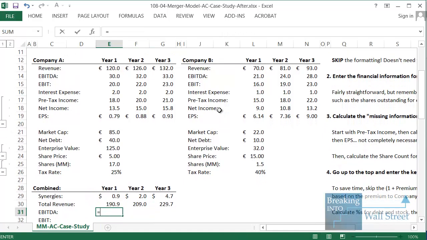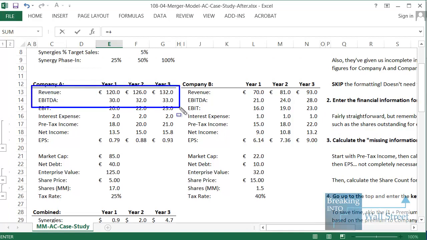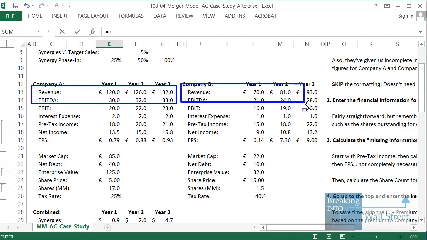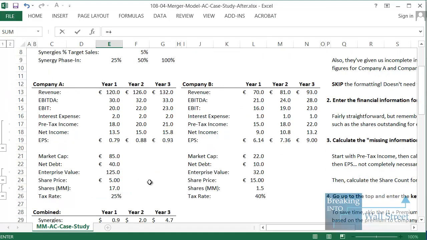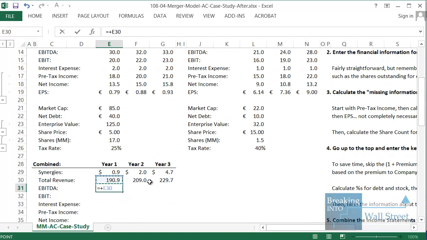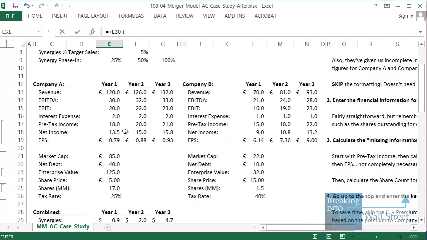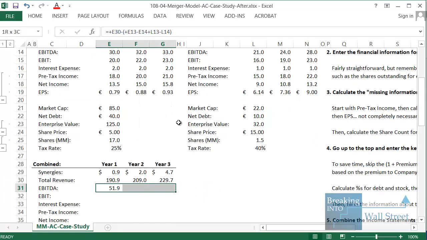Then for the EBITDA, this part you have to be careful because what you have to do is look at the difference between revenue and EBITDA for company A and then the difference between revenue and EBITDA for company B and factor all those expenses in when you calculate this number. So what we're going to say here is we'll take our revenue and then we're going to subtract company A's revenue minus their EBITDA and then company B's revenue minus their EBITDA, because that gives us the total expenses for both companies here. Let's copy that across.